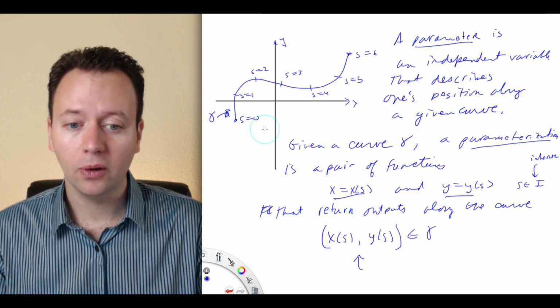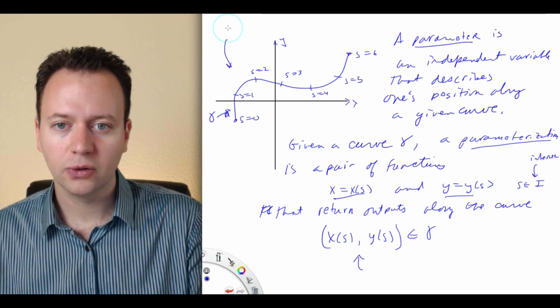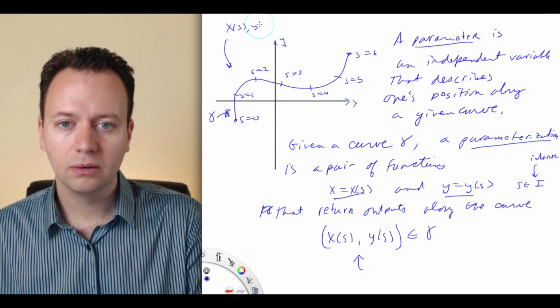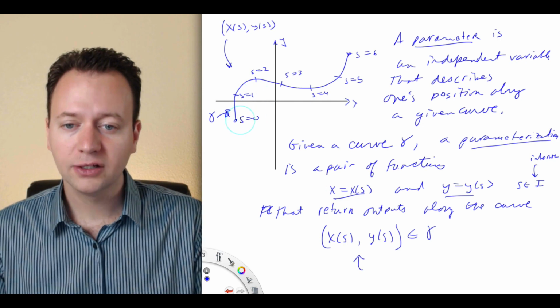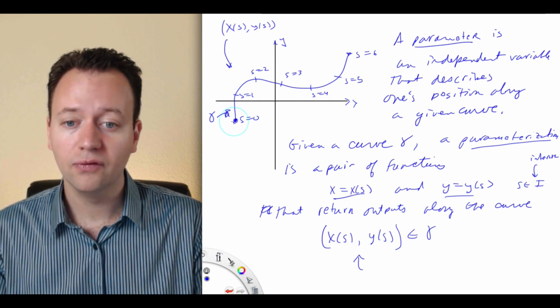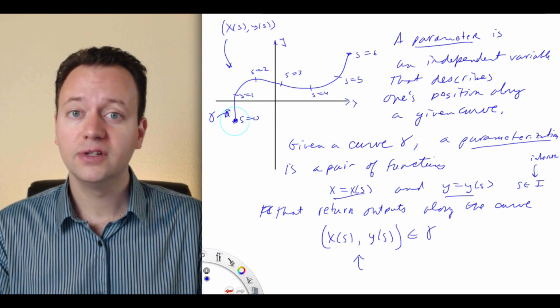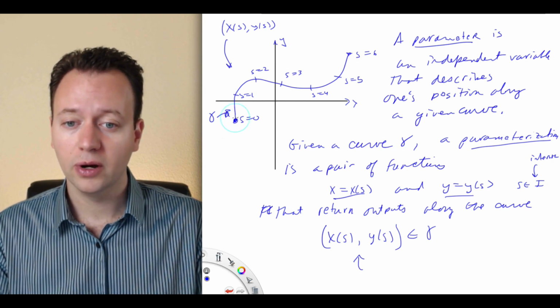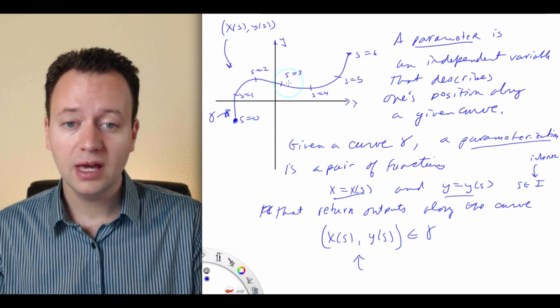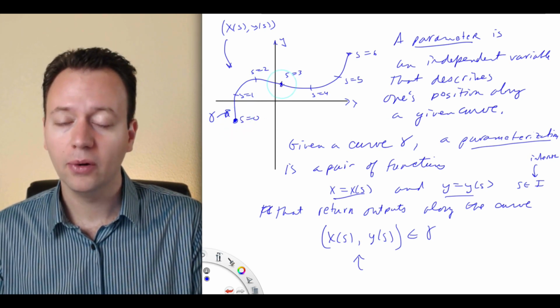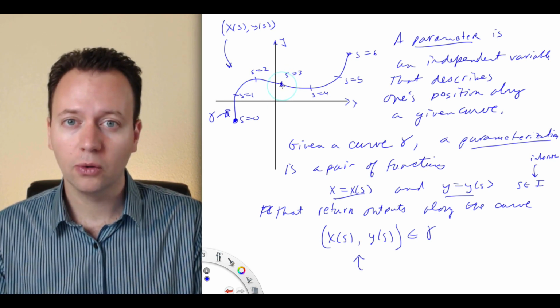So for example, if this is described as x of s, y of s, x of 0 would be the x coordinate of this point right here. Y of 0 would be the y coordinate of this point right here. X of 3 would be the x coordinate of that point. Y of 3 is the y coordinate of this point.